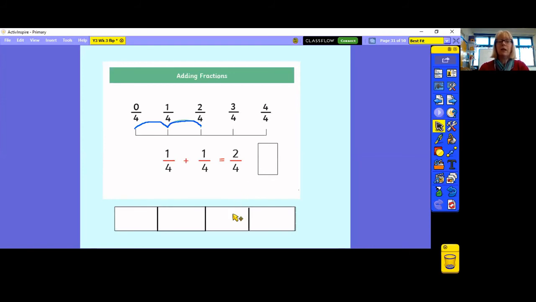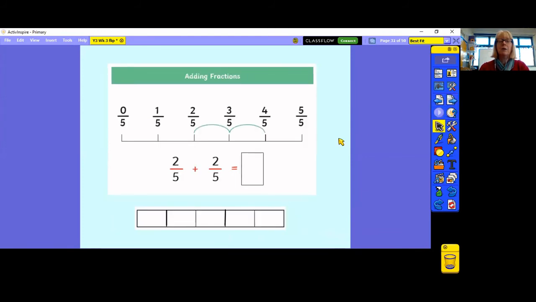And if we have a look again at the bar model down here, we've got 1/4 plus another 1/4 gives us 2/4 out of the whole thing.